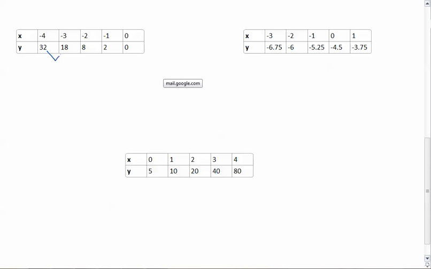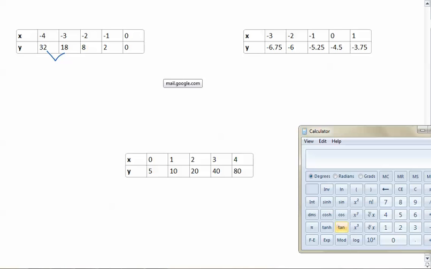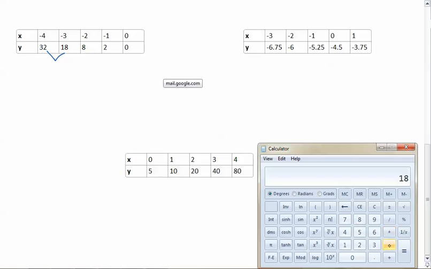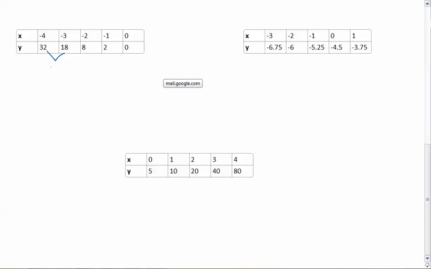So we'll go 18 minus 32. Some of you just won't believe me if I just tell you, so 18 minus 32 is -14. And then 8 minus 18, you should probably be able to do that in your head, -10. 2 minus 8 is -6. And 0 minus 2 is -2. Now those aren't the same, which means this is not linear.